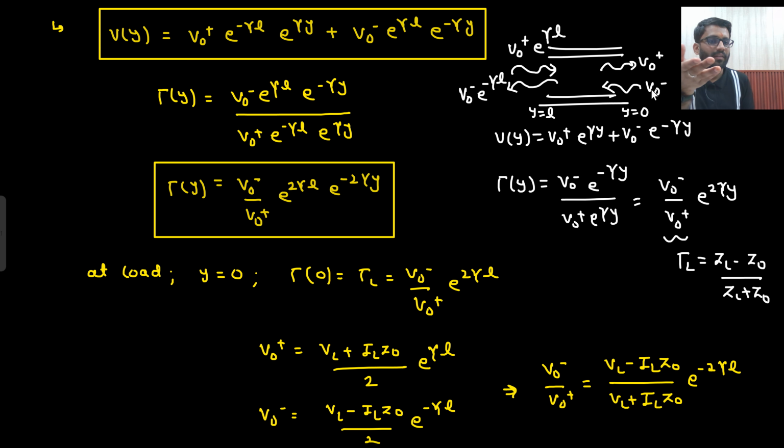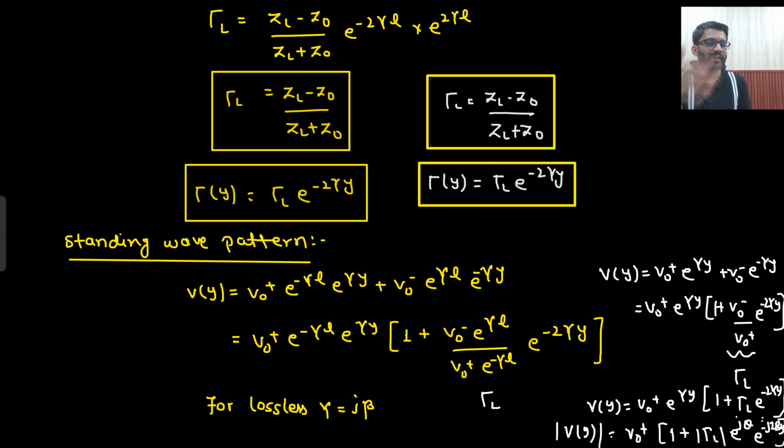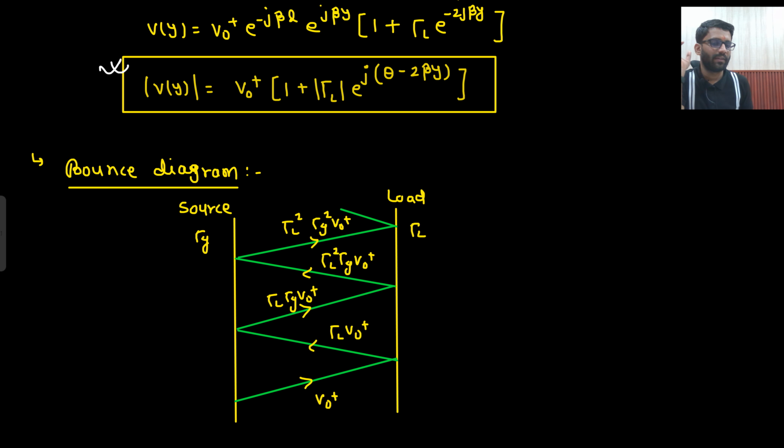And when reflected, it would become V naught minus, and if it travels down, it becomes V naught minus e to the power minus gamma L. So that's why I wrote these equations. And with respect to those equations, I did all the analysis. Now we are just verifying that whatever we have done was correct only. There was nothing wrong.